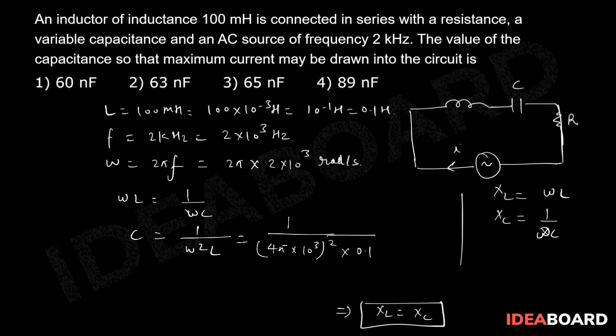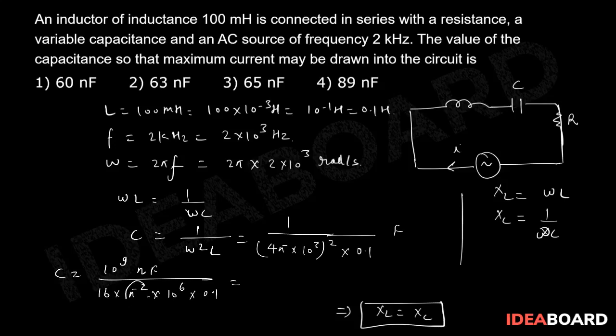So this much farad should be the answer. Now look at the options. All options are in nanofarad, so we can multiply it with 10 to the power 9. This will give you nanofarad. Divide by, this will be 4 into 4, 16, into pi square into 10 to the power 6 into 0.1. Correct? So nanofarad.